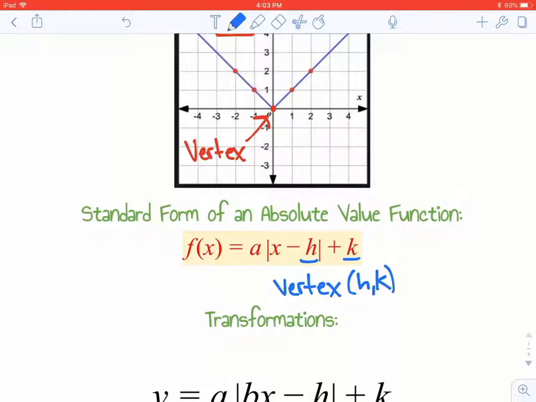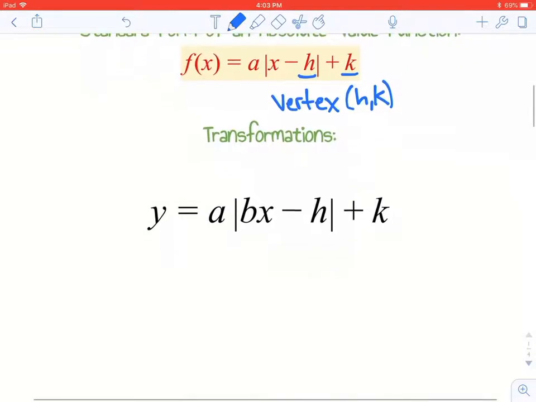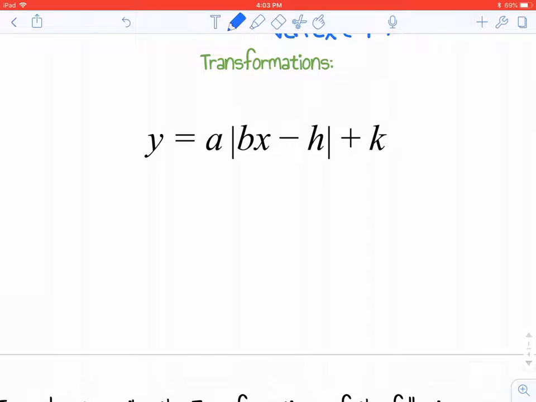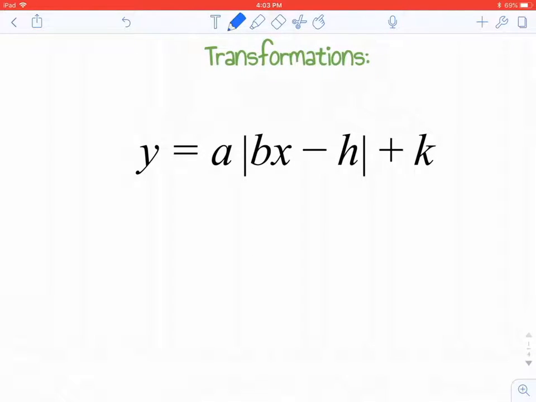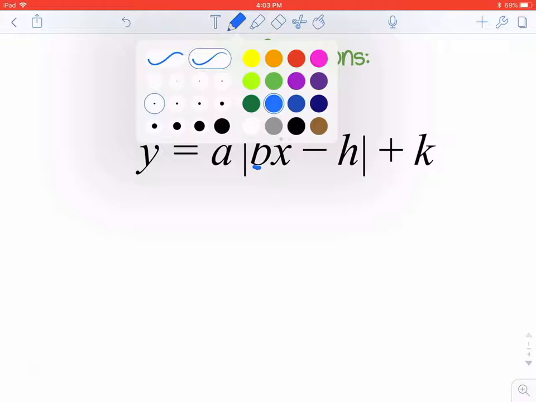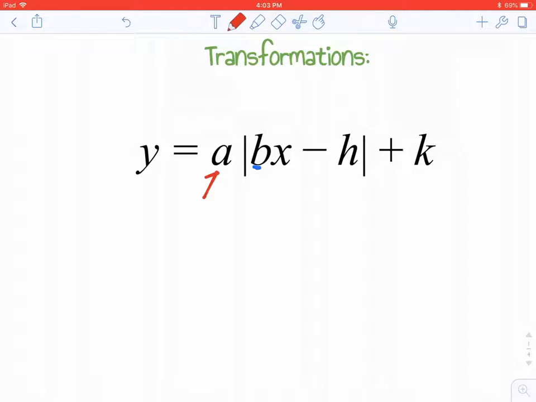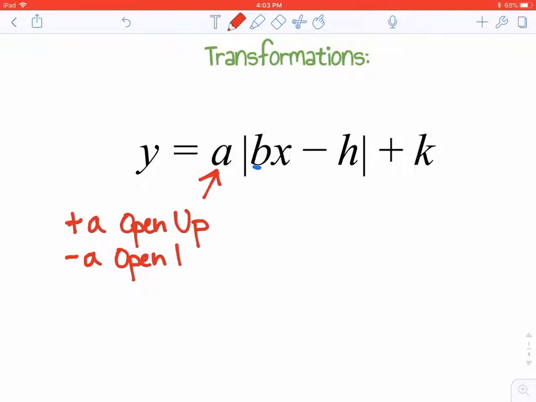And then let's talk about the other transformations that happen. So I've created a picture of standard form down here, and I've added in one more letter. This b in front of x we'll talk about in just a minute. So first let's discuss the a in the front. The a helps us with two things. If a is positive, it makes our graph open up, which is the orientation of our graph. And if it's a negative a, it will open down. That V will be facing downwards.